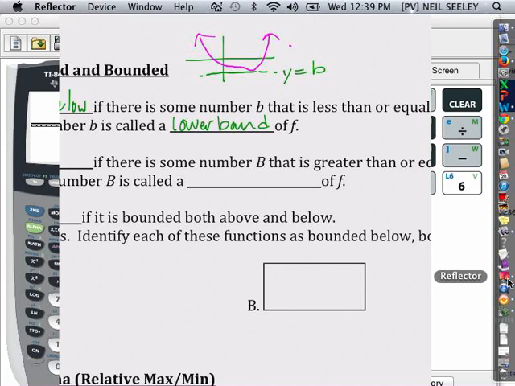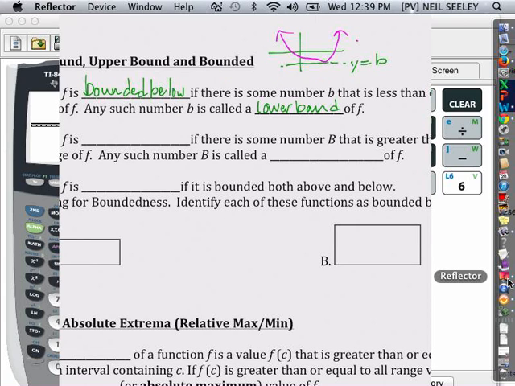Same thing with the next one. It would be the upper bound. Go back to green here. Upper bound. Oh, I wrote that in the wrong order. That's for down here. Bounded above. It's an upper bound. Sorry about that. I was writing in the wrong space.